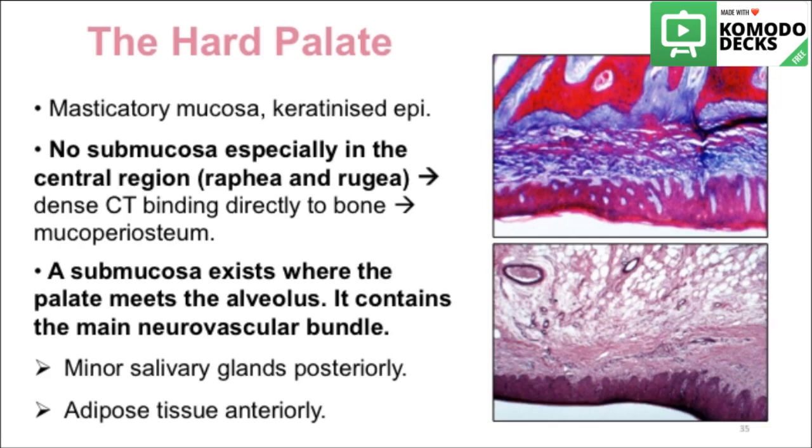In the central region, where we have a rugae or middle palatine raphe, we don't have any submucosa. It is a mucoperiosteum binding directly to the bone, while in the other parts we have submucosa, which binds the epithelium to the bone. It contains mainly neurovascular bundles, minor salivary glands in the posterior glandular region, and adipose tissue in the anterior fatty region.